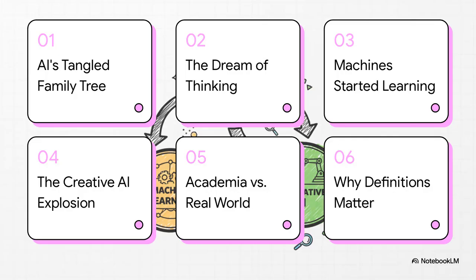And here's our game plan. We're going to trace AI's family tree, look back at the original dream of thinking machines, see how everything flipped on its head when they started to learn on their own, explore the creative explosion that's happening right now, and finally, we'll get into why these terms get so blurry and why it actually matters that we get them right.